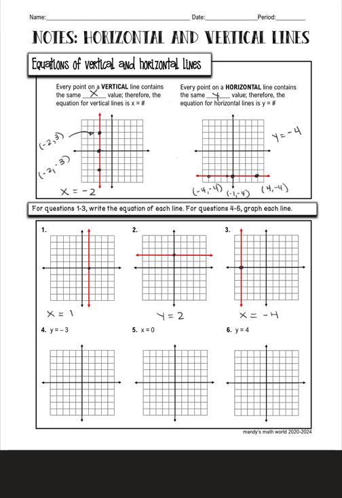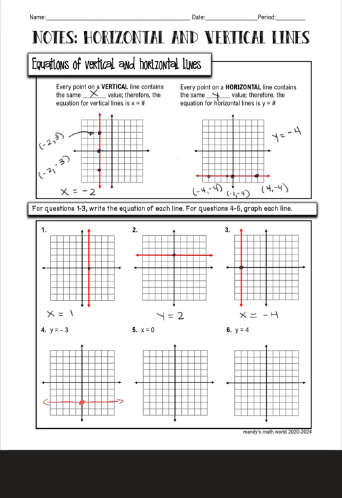So I know if the equation is y is equal to a number, I'm going to have a horizontal line. But where is that horizontal line going to be? All right, so I have y equals -3. So that tells me that it intercepts my y-axis at -3. So I'm going to go down to -3. And it is a horizontal line, so I have a horizontal line at -3.